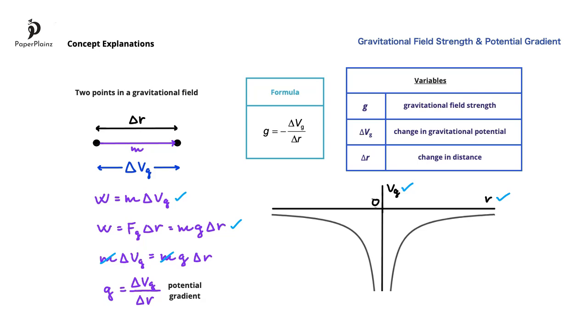On the graph, this means that if we want to find the gravitational field strength, for example at this point in the field, we can simply draw the tangent at this point and find the gradient of this tangent. Based on what we discussed earlier, the gravitational field strength at this point is the negative of this gradient. This completes our learning about gravitational field strength and potential gradient.